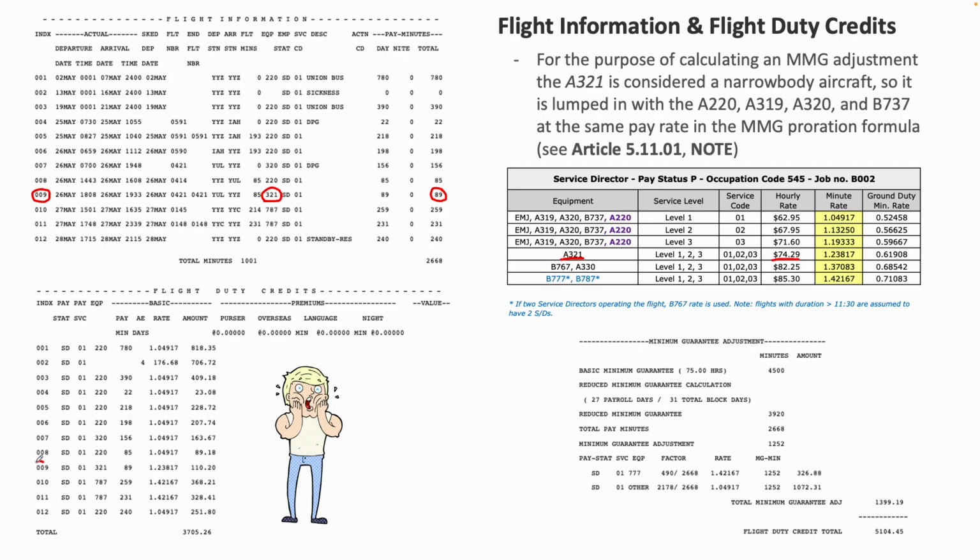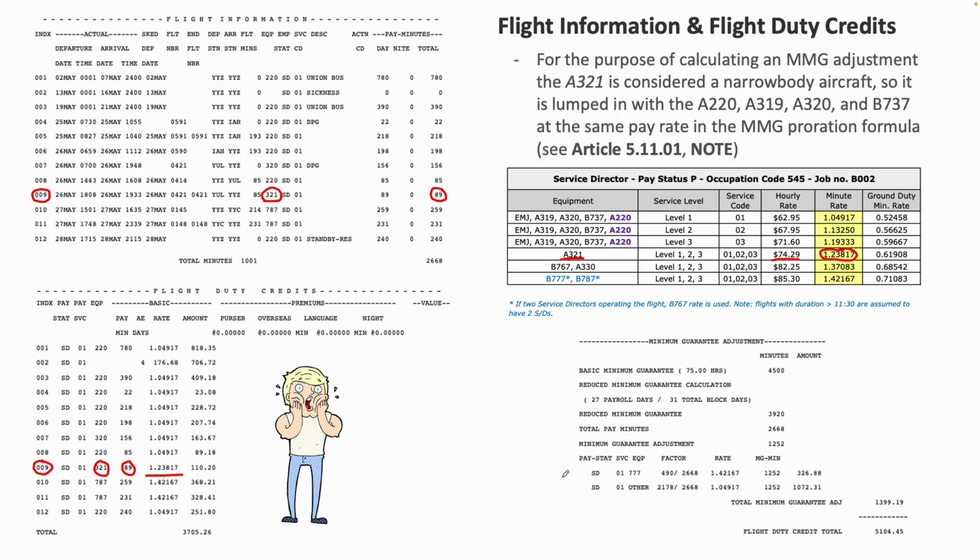We can even see when looking in the flight duty credit section that for index item 9, for 89 minutes on the Airbus 321, I was paid at a rate of $1 and approximately 24 cents per minute operating on the Airbus 321. We can see that matches what's in the table, and that is higher than the narrow body rate. So for the flight itself, the Airbus 321 counts at a higher pay rate.